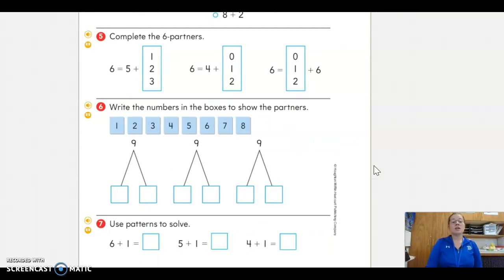For number 6, it says write the numbers in the boxes to show the partners. So here we have partners of 9. Okay, think about it. What pairs with what to give you 9? I'll give you a hint. We usually like to start with 1 and whatever is 1 less than 9. All right? Number 7 says use patterns to solve. Remember what we talked about with one more.